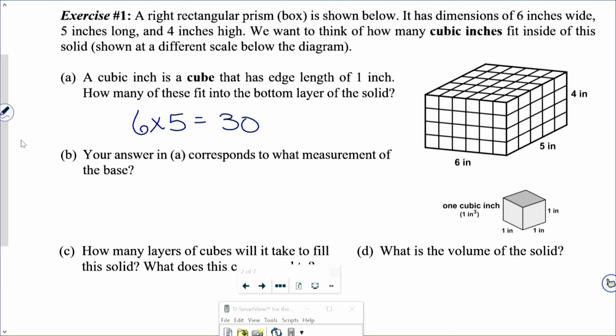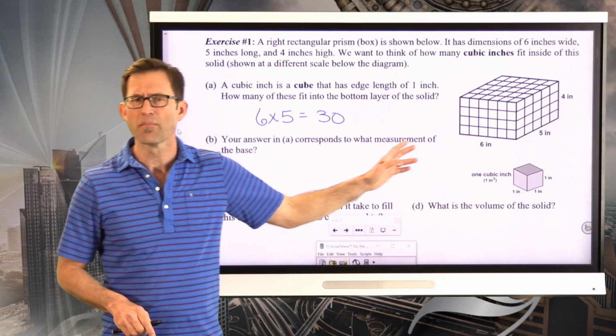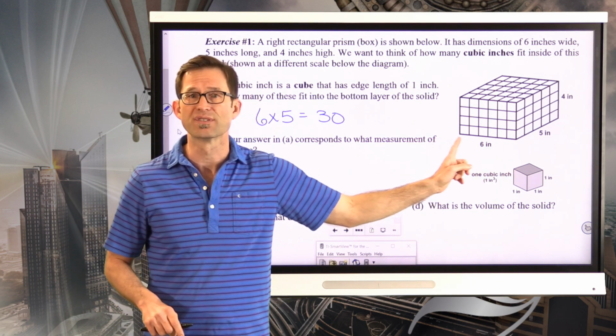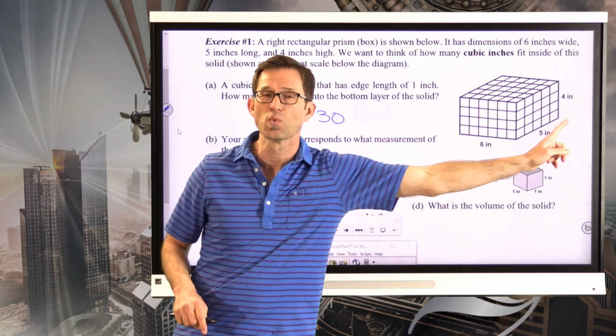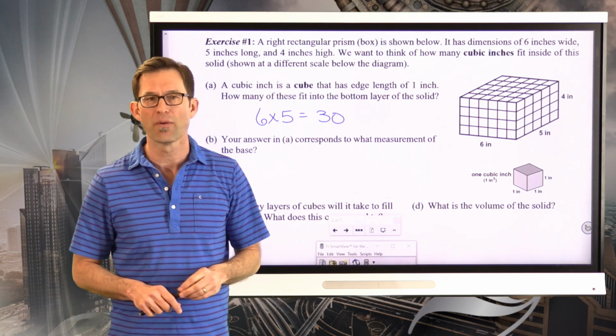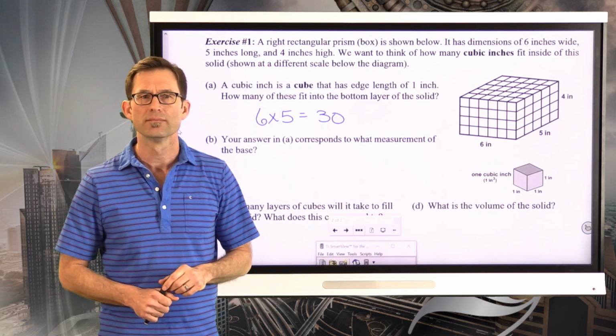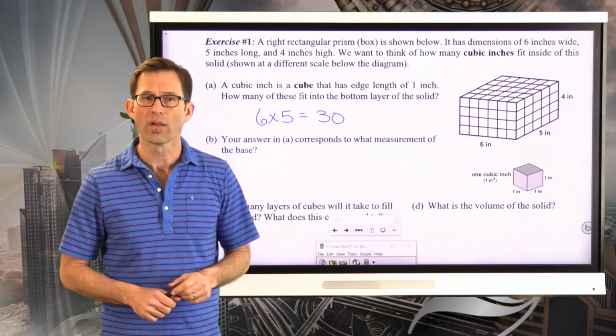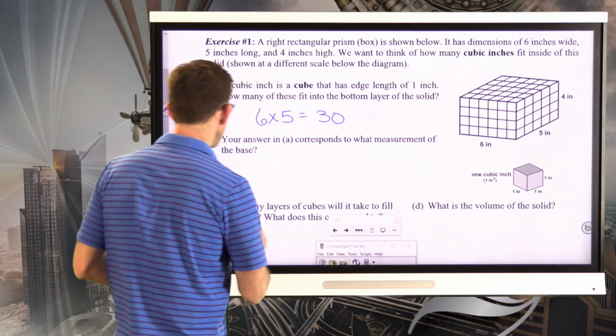Letter B. Your answer in A corresponds to what measurement of the base? In other words, if I take the base, which is a rectangle that measures 6 inches long and 5 inches wide, that 30 actually corresponds to something about the base. And what is it? Well, it happens to be the area of the base.